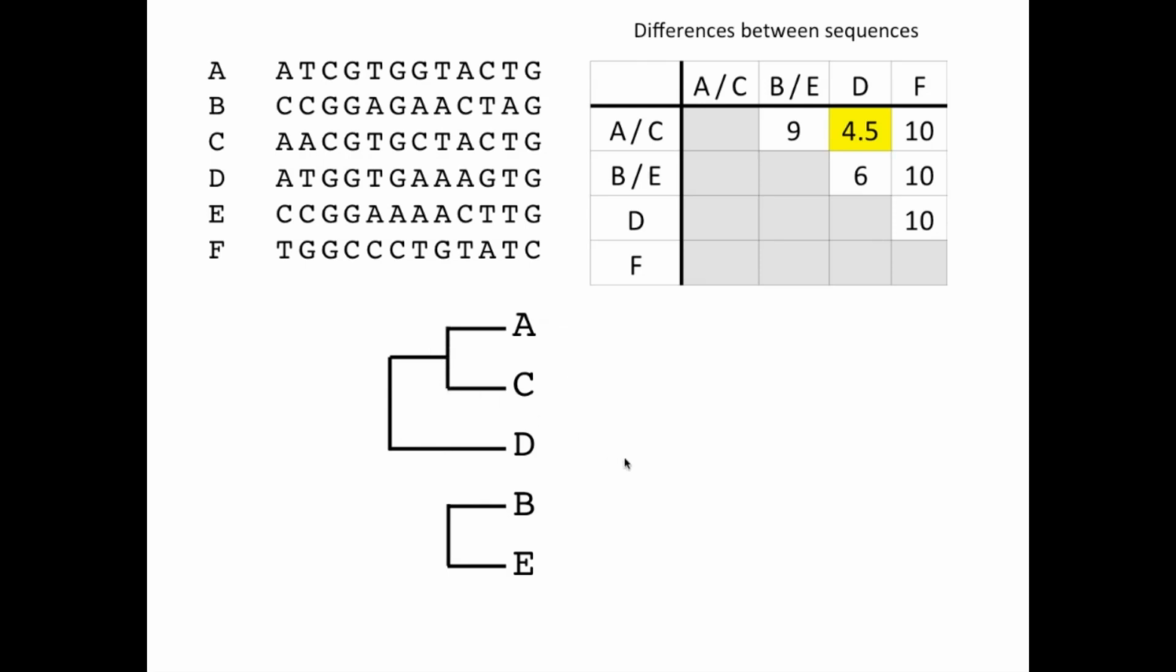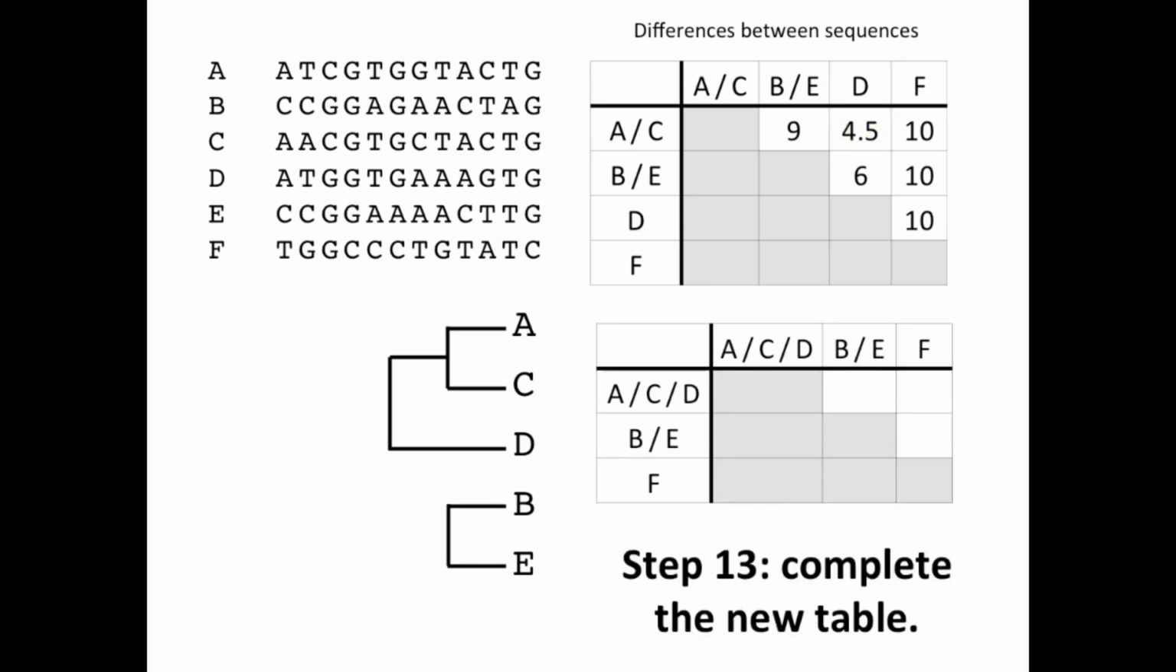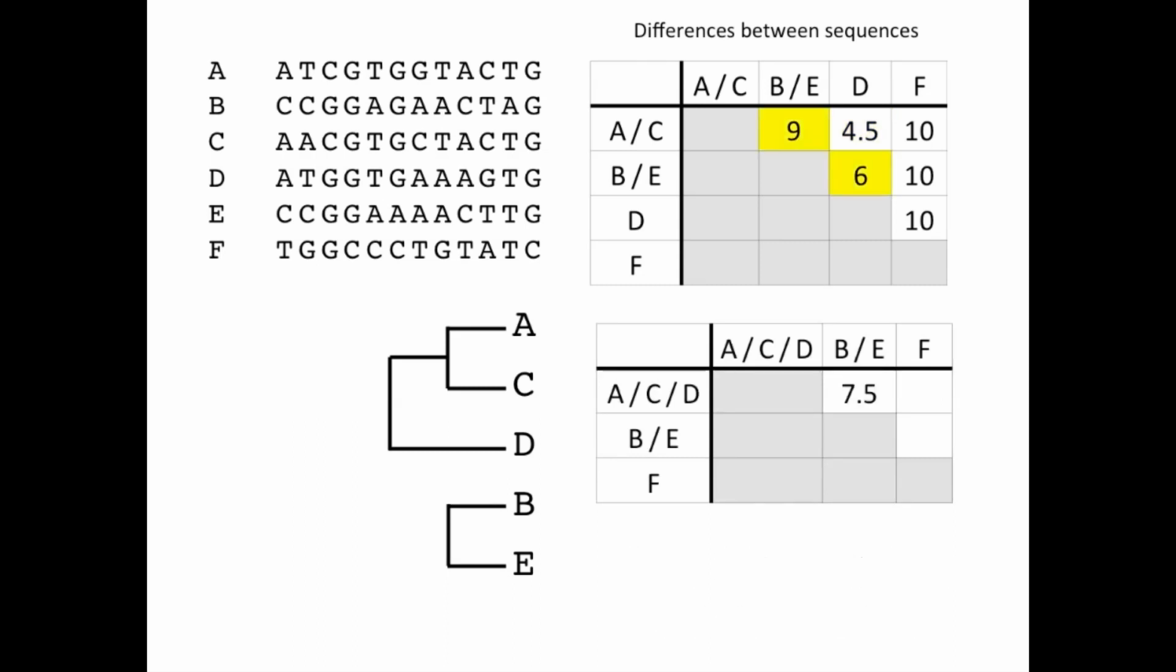With this new grouping added to the tree, we need to rework our table again, with the ACD grouping incorporated. We have an average of 7.5 for AC and D to the BE group, and we have an average of 10 for AC and D to F. And we also have 10 differences between the BE group and F.